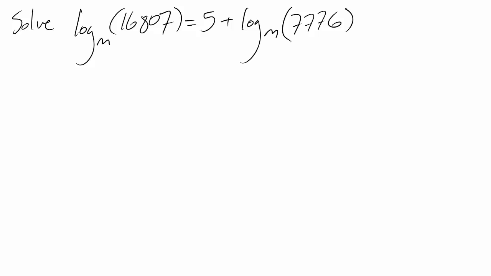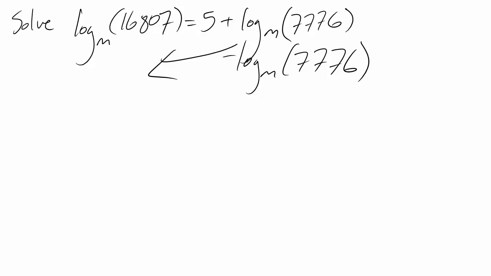There's nothing illegal going on here. We're going to treat this more or less the same. We're going to try to get things with the variable on one side of the equal sign and everything else on the other. Since we've already got the log base m on the left side, I'm just going to move all of the variables over to that left-hand side. So we're going to subtract off that log base m of 7,776 over to the left side.